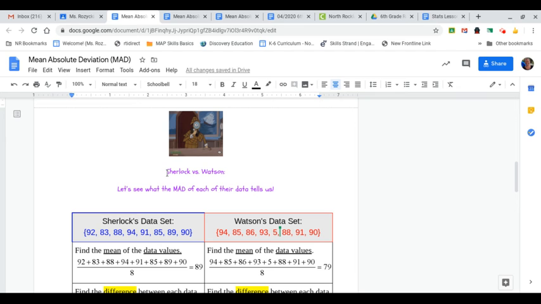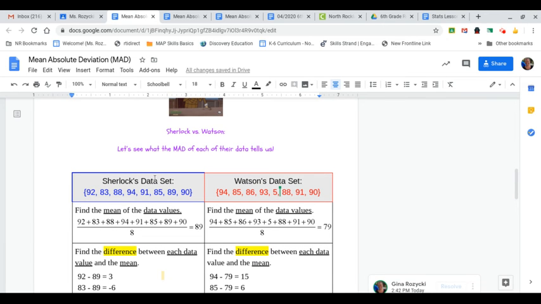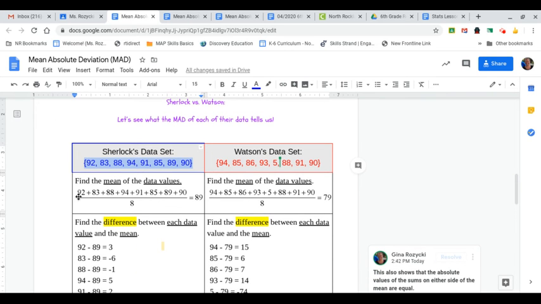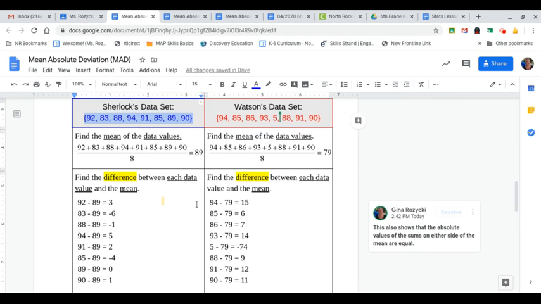Today we're going to look at the difference between Sherlock's data set and Watson's data set. We're going to focus on Sherlock first. Here's Sherlock's data set written in blue. His data values are 92, 83, 88, 94, 91, 85, 89, and 90. To find the mean of those values, we add them up, and there are 8 of them, so we divide by 8. The sum divided by 8 gives a mean of 89.